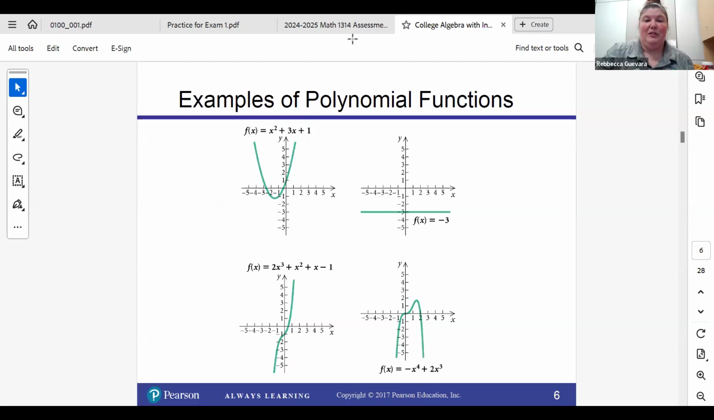So these are examples of polynomial functions. You have your quadratics. So we got an x squared. You can have your linear equations. Sometimes they're straight lines like this. You can also have straight lines like this. So all your linear functions are polynomials. You got your cubics here. This is to a power of 4.